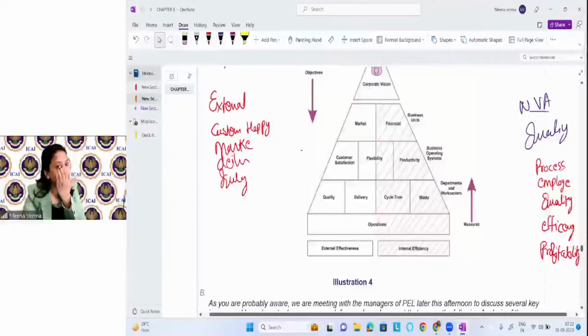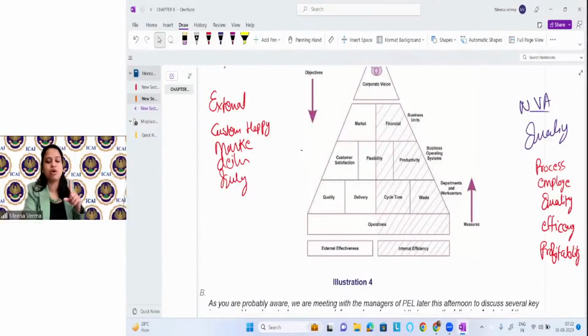Because we have two models: one is the performance prism and one is the performance pyramid. These two models are different. They are not the same thing. The performance pyramid is different, the performance prism is different. If you look here, they have given you the information about the performance pyramid.